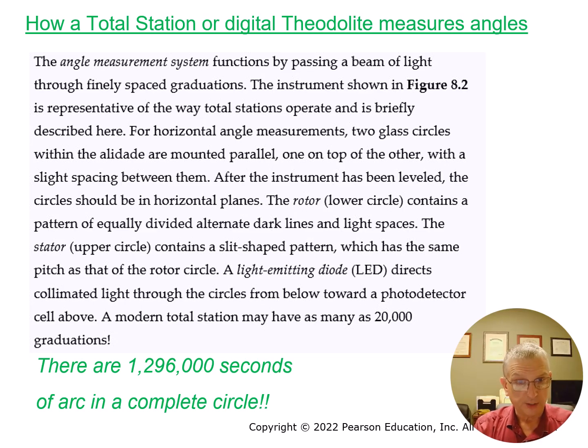So if there's around 20,000 graduations in these glass circles, that's basically one per minute. So it's able to do some kind of sensing between the minutes to detect and compute and display a very tight 1/60th of a minute, which would be the seconds of arc. When we read degrees, minutes, and seconds, that's where the seconds come from.